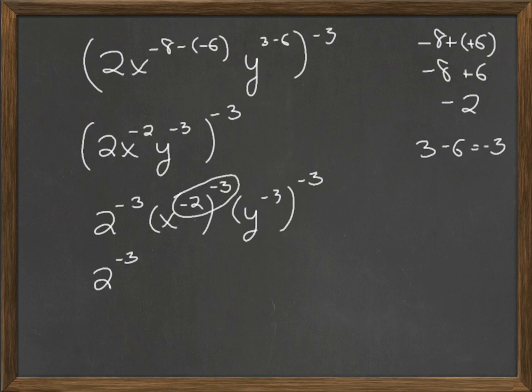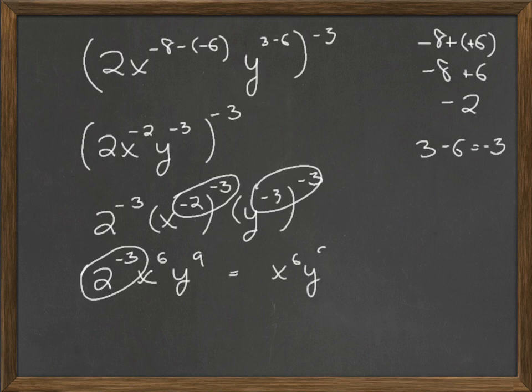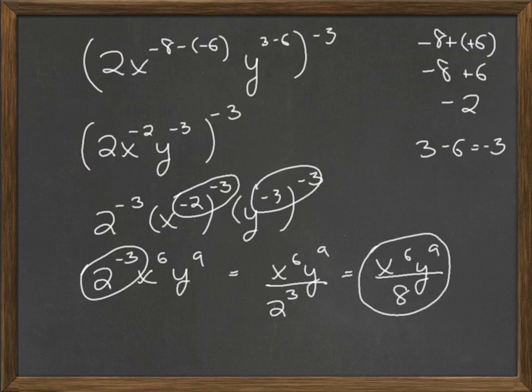Okay, the power rule of exponents tells us to multiply. So negative 2 times negative 3 is positive 6. Negative 3 times negative 3 is positive 9. So now, let's look at our unhappy tenants. The only unhappy tenant is 2 to the negative third. Okay, so to make him happy, we're going to move him downstairs. So it's 2 to the positive 3 power in the denominator. Okay, so we have x to the 6th, y to the 9th, and 2 to the third power is 2 times 2 times 2, which is 8. So our final answer is x to the 6th, y to the 9th, divided by 8.